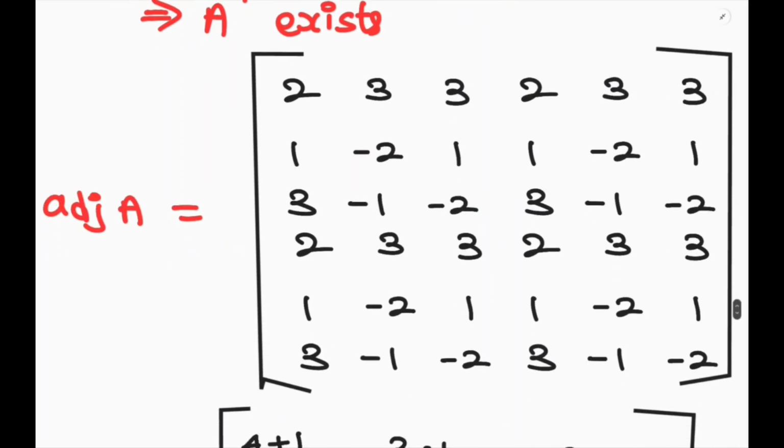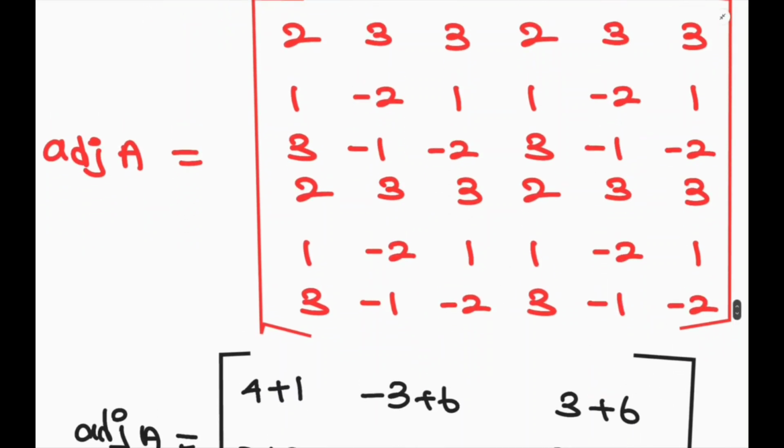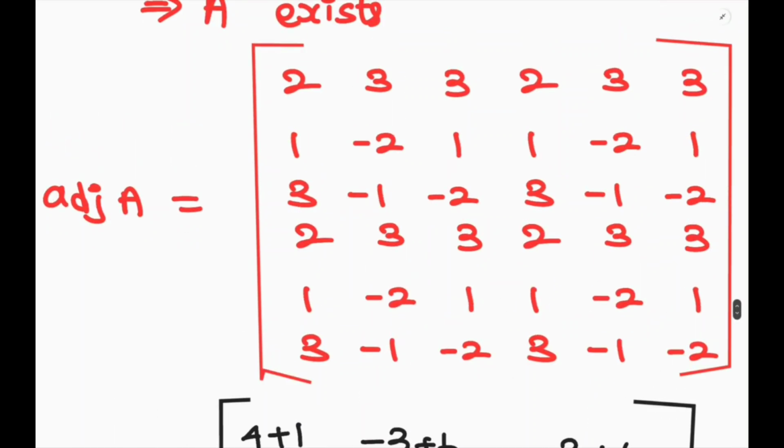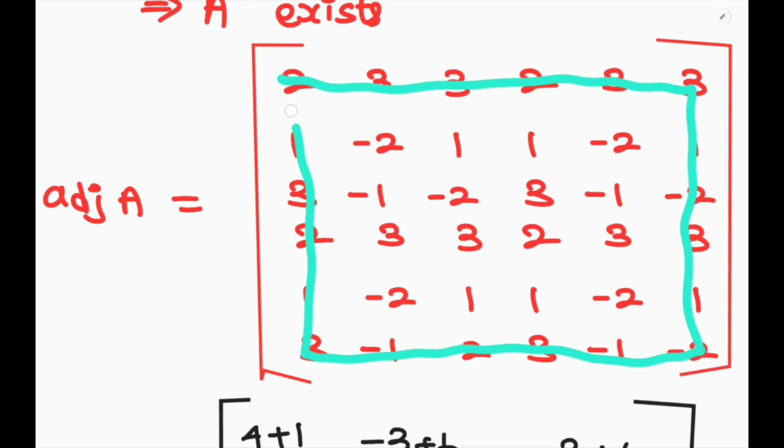So for the adjoint, I am using the shortcut method again. This is your matrix A, and we have to write this A matrix 4 times. So this is the first one, the second to its right side, then the third below, and then the fourth. So we are writing the A matrix 4 times. Then we have to delete the first row and last column, and last row and first column. Then we need to find the determinant of this.